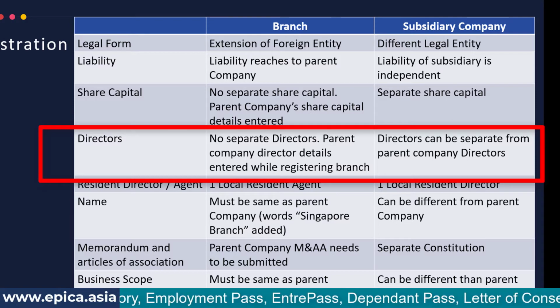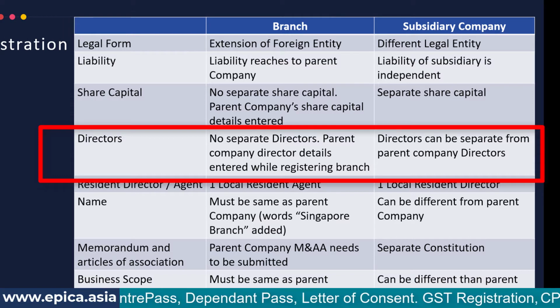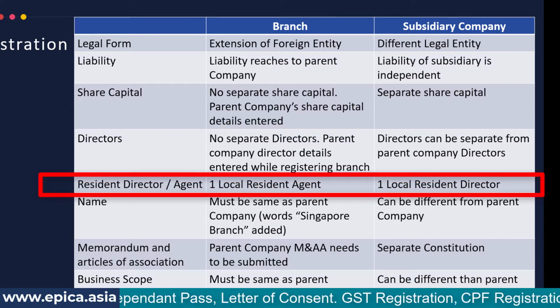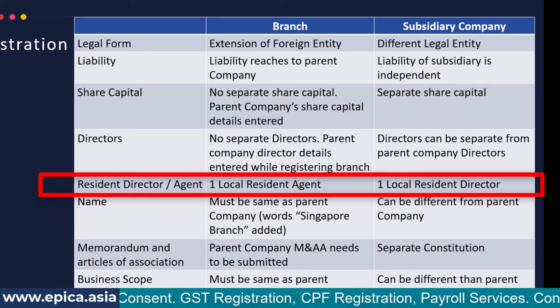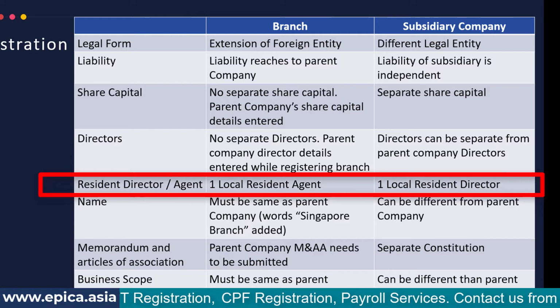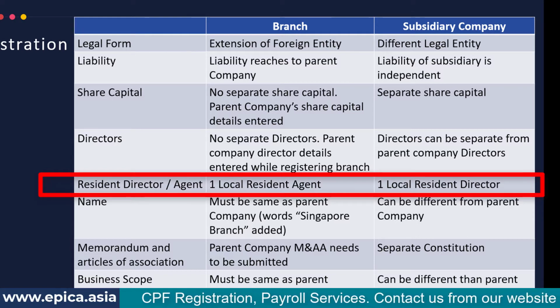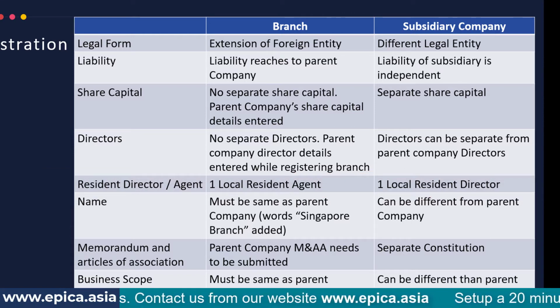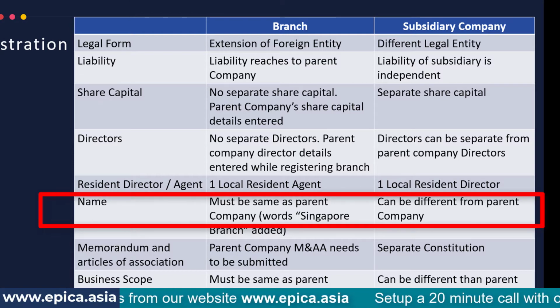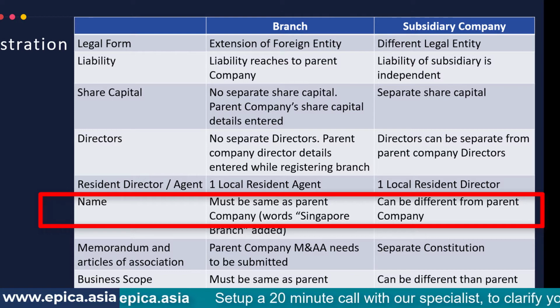In the case of a subsidiary company, directors can be separate because the parent company and subsidiary are two different entities. Regarding the requirement to have a resident director or agent, in both cases one local resident director or agent is required. Basically, the role is the same, but it is called an agent in the case of a branch, whereas it is called a director in the case of a subsidiary. The name of the branch must be the same as the parent company with the words Singapore branch added. But because a subsidiary is a separate legal entity, it can take any other name.